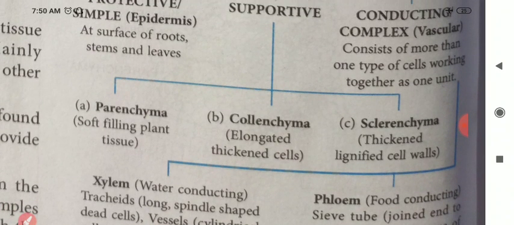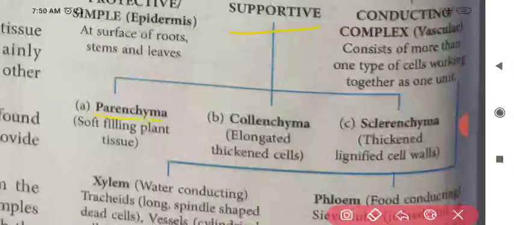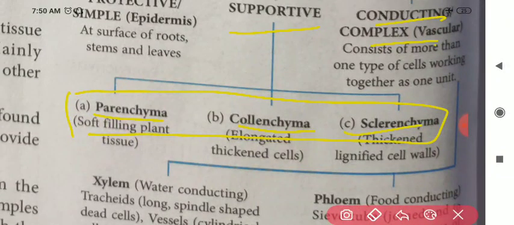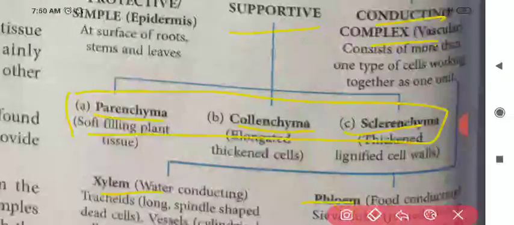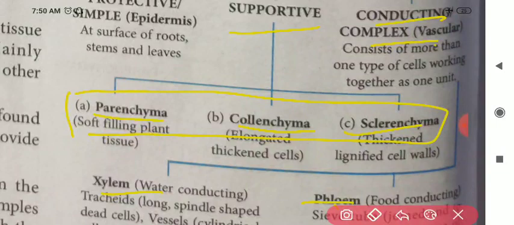Next, supportive or simple permanent tissue. In this supportive group there are three: parenchyma, collenchyma, and sclerenchyma, and these are also known as simple permanent tissue. Next, the conducting complex tissue consists mainly of xylem and phloem. Clear? Xylem conducts water and phloem conducts food from the leaves.